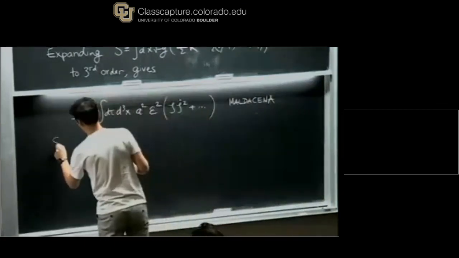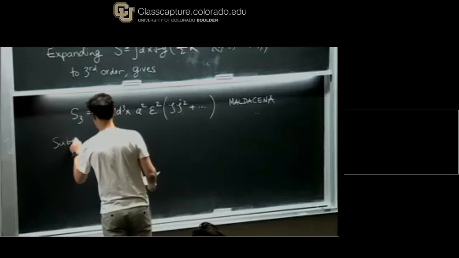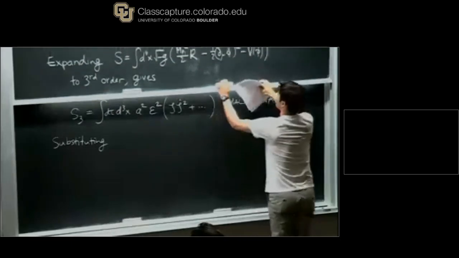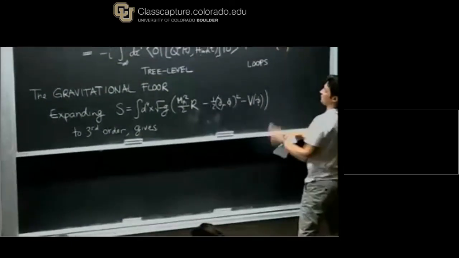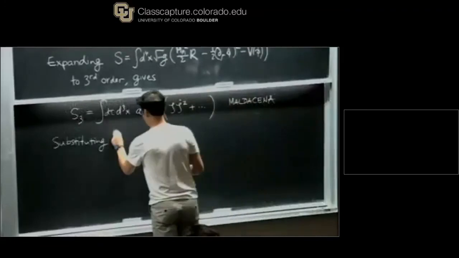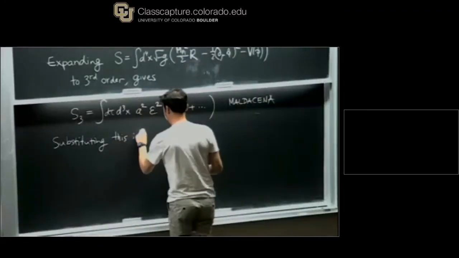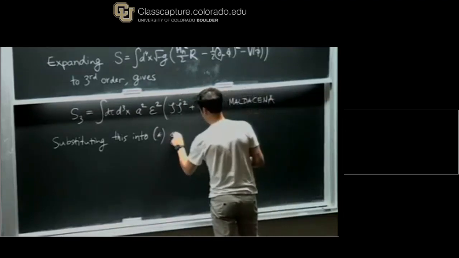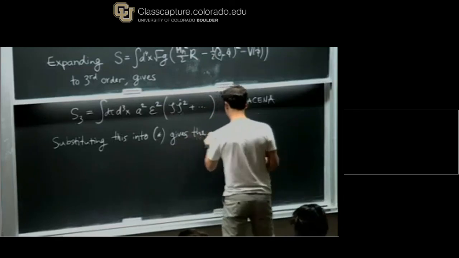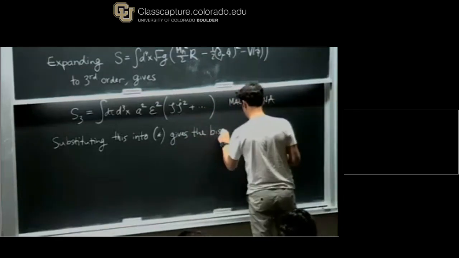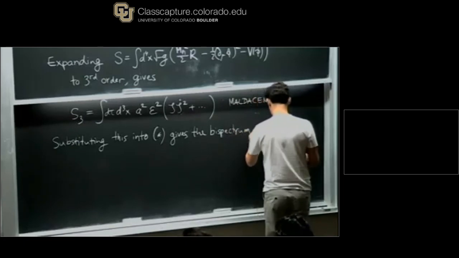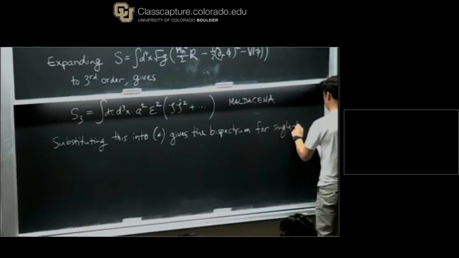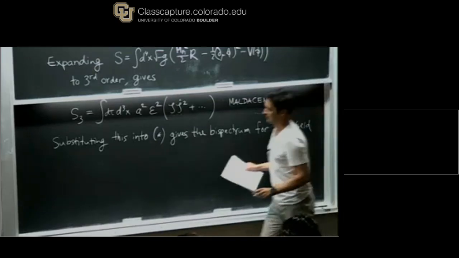So what we could do now is we could take this action and we could substitute this into this equation, which I'm going to be calling star. So substituting this into star would give us the bispectrum for single field slow roll inflation.